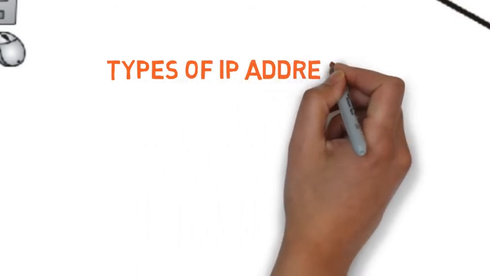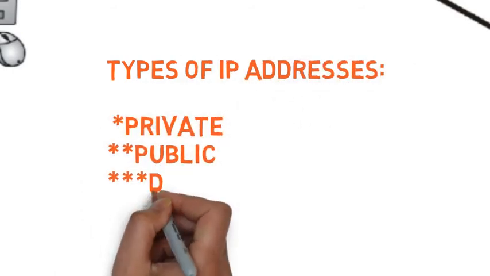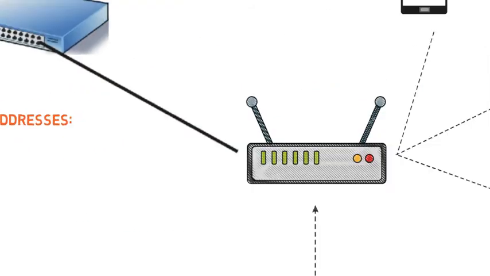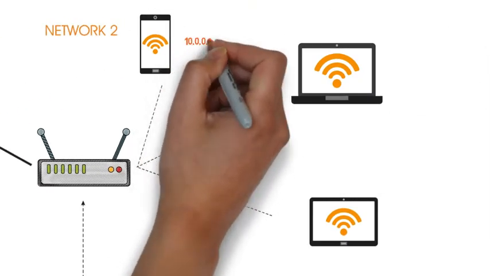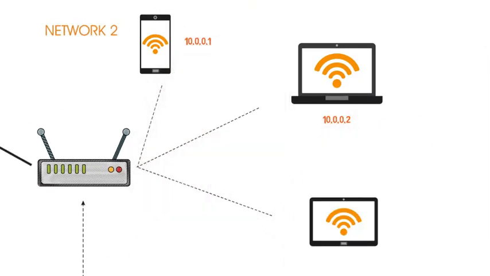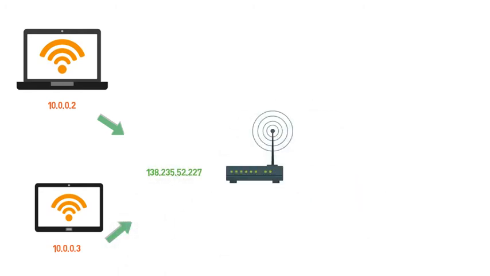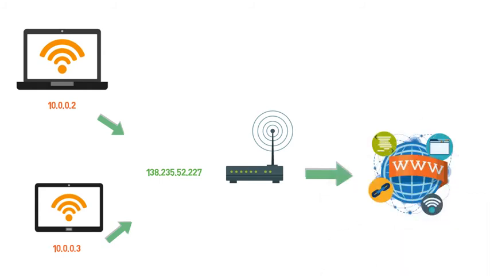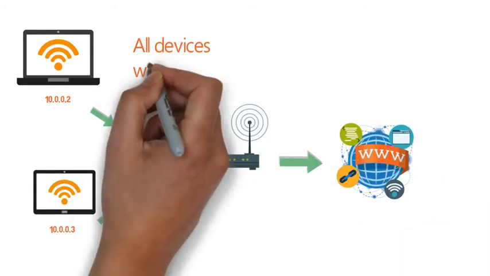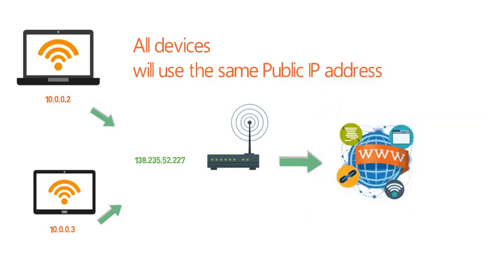There are types of IP address: private, public, dynamic, and static. A private IP address is only used by devices communicating to each other on the same network. A public IP address, or external, is assigned to your modem by your internet service provider. This public address allows devices to connect to the internet. No matter how many devices you have connected to your modem, all will use the same public IP address.